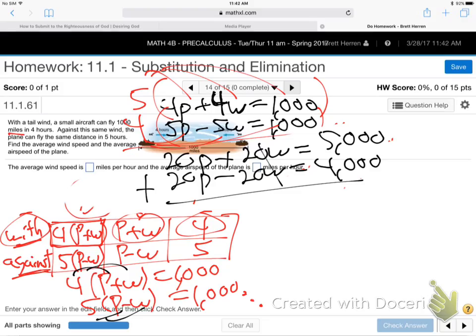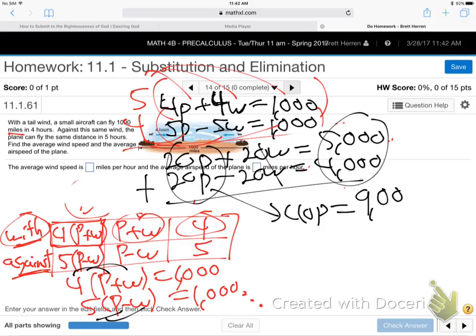Remember, that's the name of the game. Make opposites, huh? So I made it plus 20w and minus 20w. I had to multiply both equations to make that happen, though. Remember these from your algebra days? So now, what is 20p and 20p? 40p. What is 5,000 and 4,000? 9,000. Now divide by 40, and we've got the speed of the plane, whatever that may be. Got no idea. 225? The plane speed is 225. We could plug back in and get the wind speed on that.